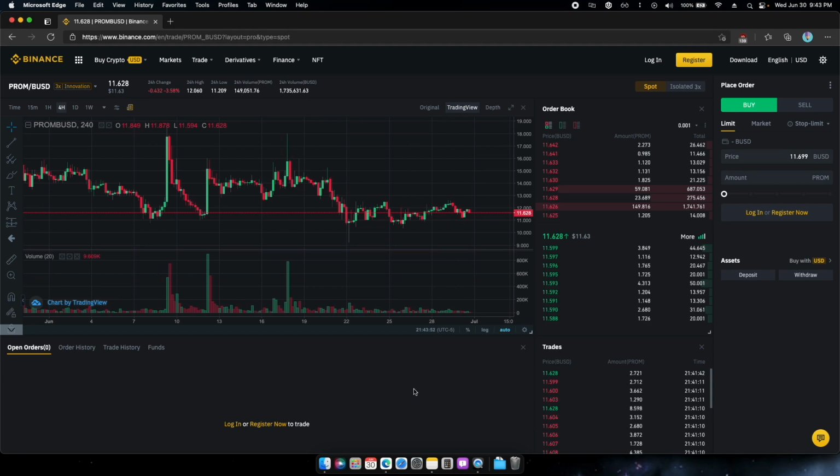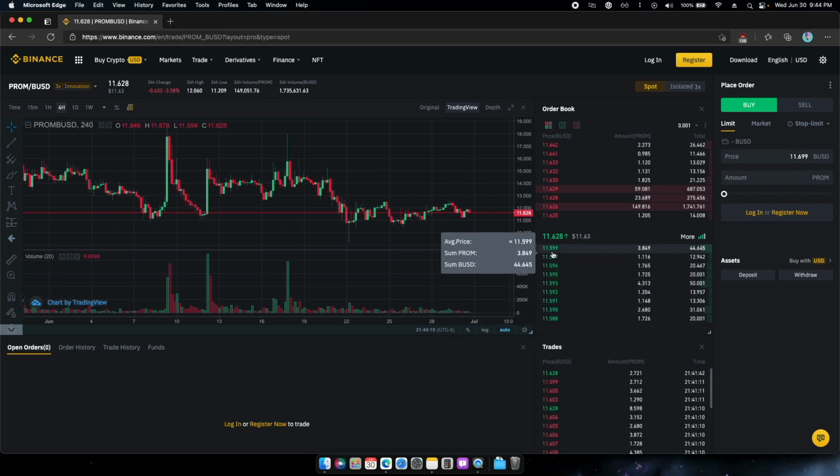What's going on? Simple Crypto here, and today I'm going to be doing a brief overview of an order book and how it works. So, in this example, you have your buyers shown in green and you have your sellers shown in red. All this is showing what people are willing to buy at.